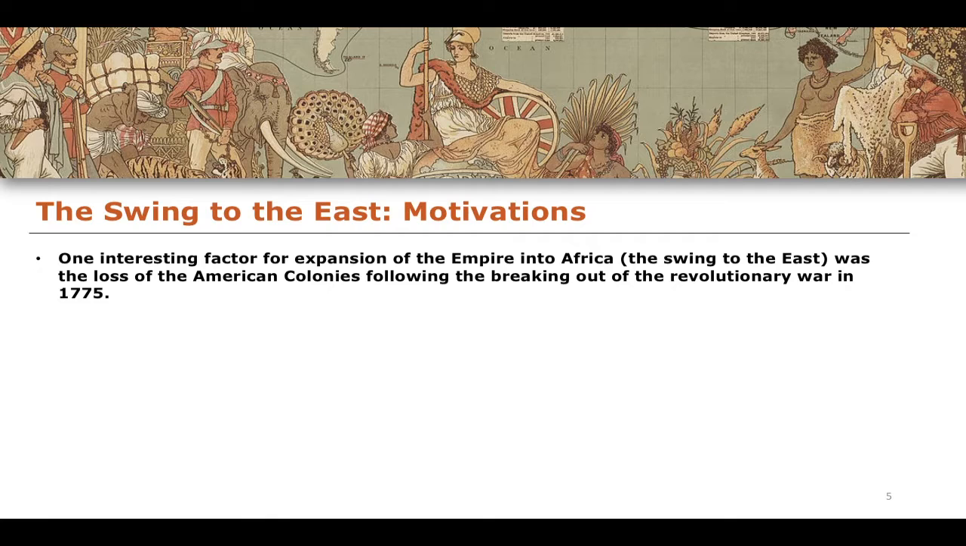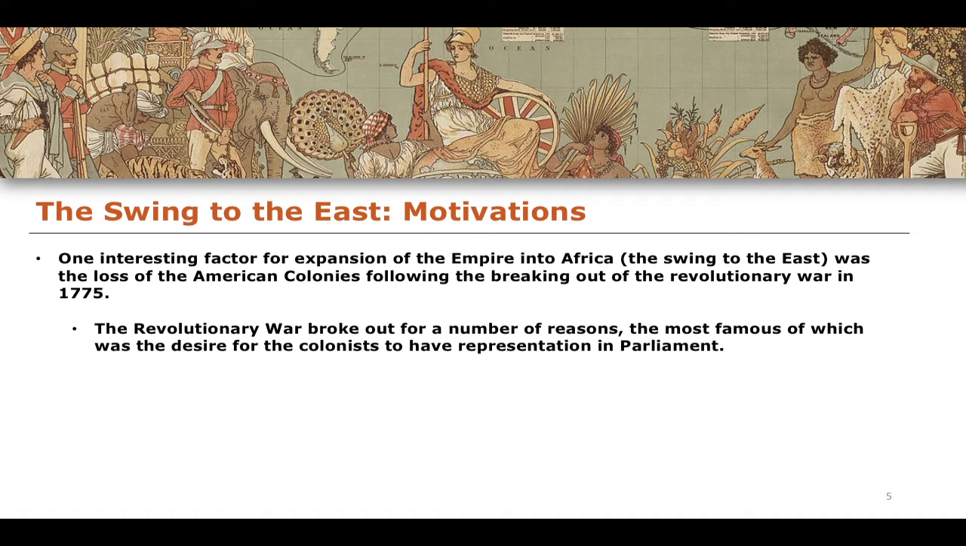Now, one interesting factor that we can use to explain why there was an expansion of the empire into Africa was because of the loss of the American colonies following the breaking out of the American Revolutionary War in 1775. So this is significantly prior to what we are describing in this series of lessons. But the Revolutionary War broke out for a number of different reasons. But prior to the 1770s, the Americas were colonies that were owned by the British Empire. And so the British had a significant stake and a significant interest in the Americas.